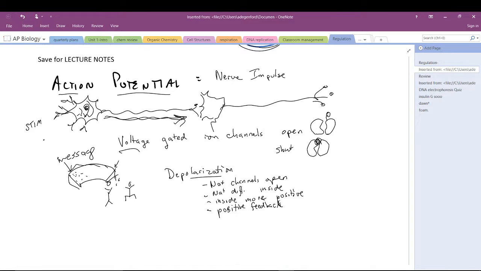So that's depolarization. Now, many years ago, I came up with a really stupid word or acronym to help you remember it. Depolarization means that sodium is coming in. I know it's silly, but by golly, it works. So depolarization, sodium ions are diffusing in.